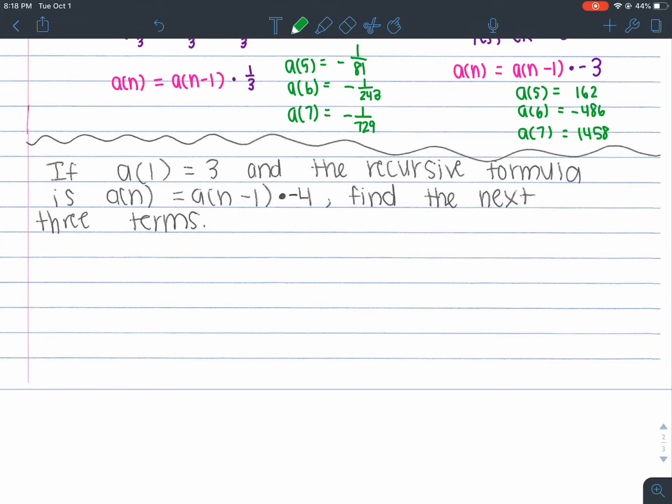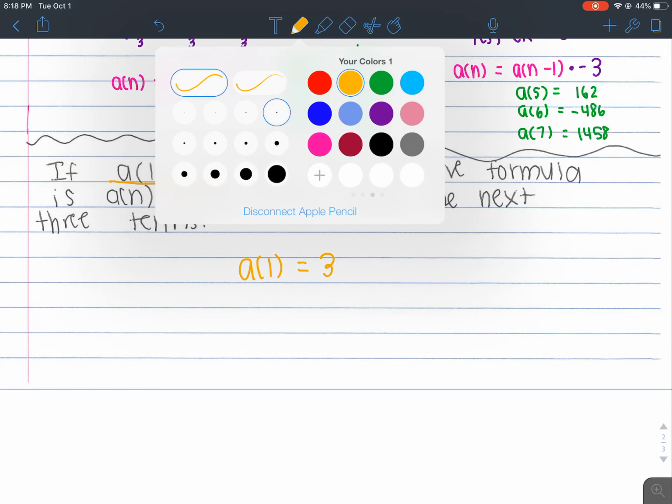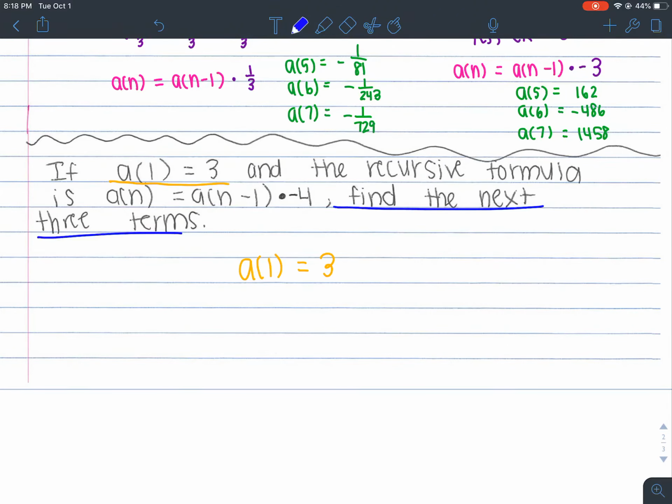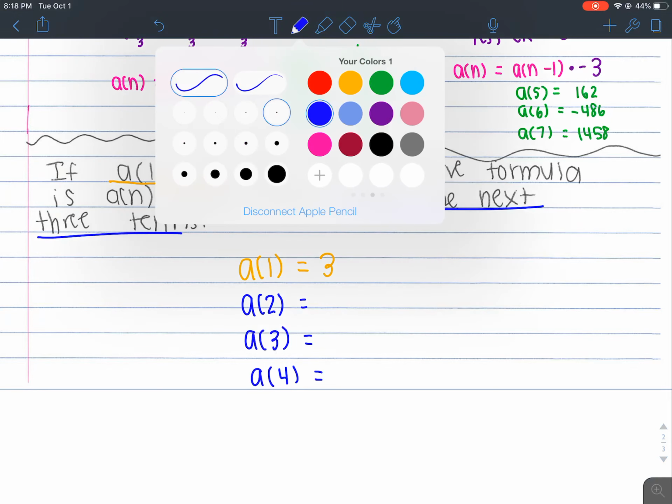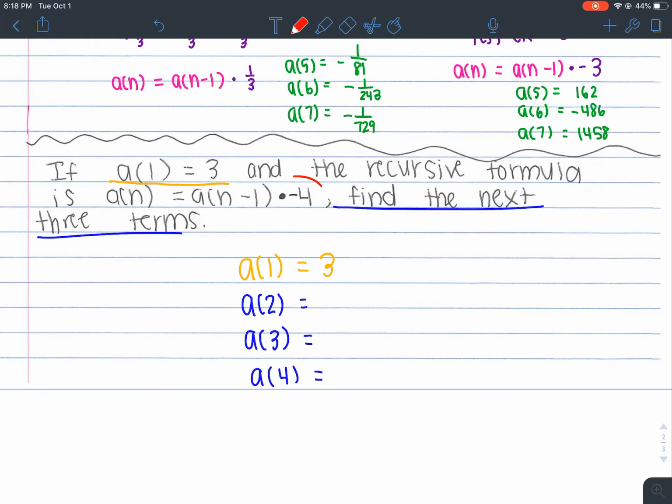All right, the very last problem we have is: if a of 1 equals 3, and the recursive formula is a of n equals a of n minus 1 times -4, find the next 3 terms. Well, what does a of 1 equals 3 mean? That means that's the first term. The first term is 3. It wants you to find the next 3 terms: the second term, the third term, and the fourth term. And how are you getting from term to term? I'm multiplying by -4. So whatever you have last, you multiply by -4.